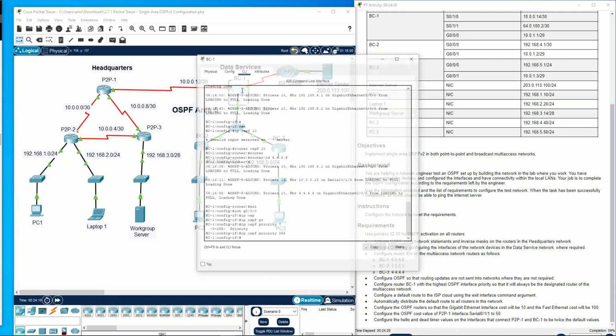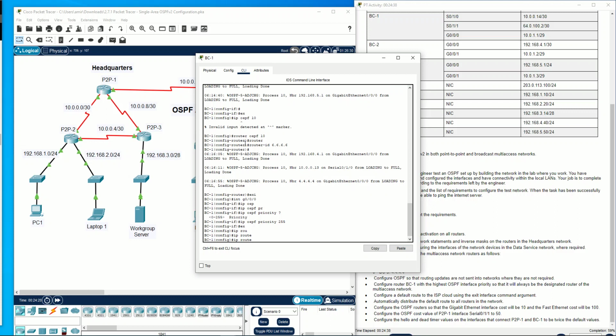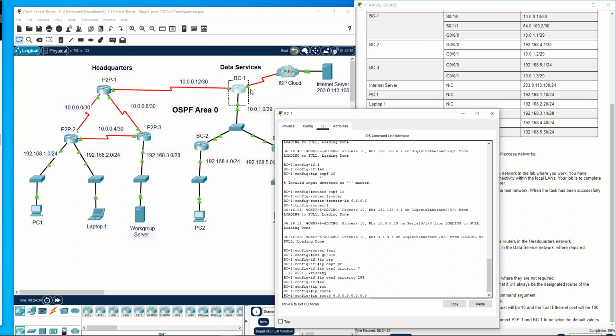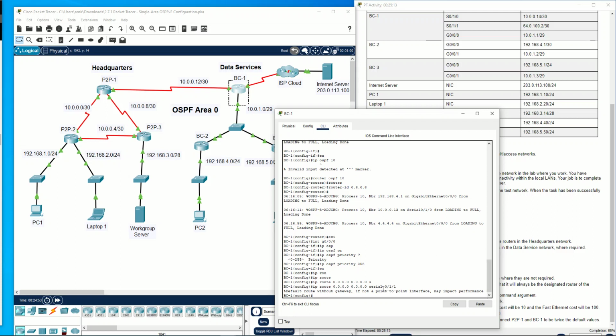And in this situation, you should write here IP route, all the networks with all the subnet masks should be sent to this interface name. What is the interface name of BC1? BC1 is serial 0/1/1. Okay? And this is a point-to-point interface. Yes, this is correct. This is a point-to-point interface.